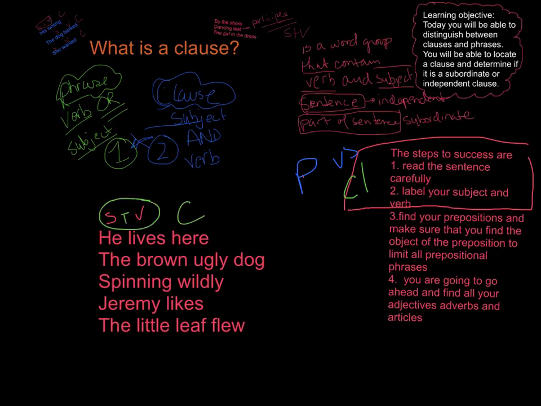The brown, ugly dog. Well, what's this about? It's about a dog. What did the dog do? Don't know. So it only has a subject. That's a phrase. Okay? So try the next three on your own.